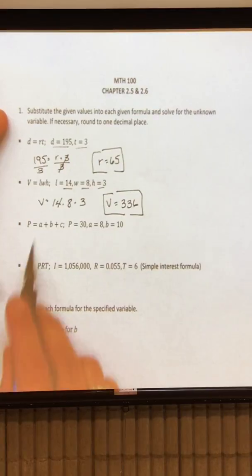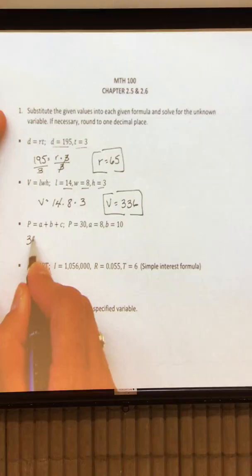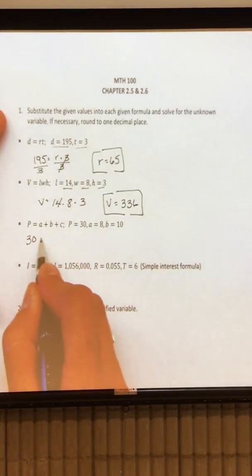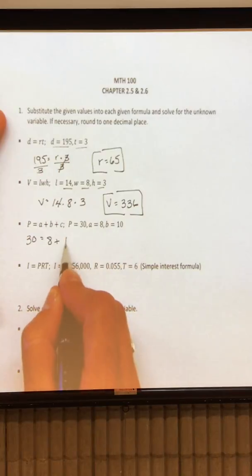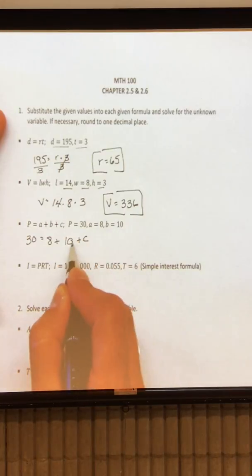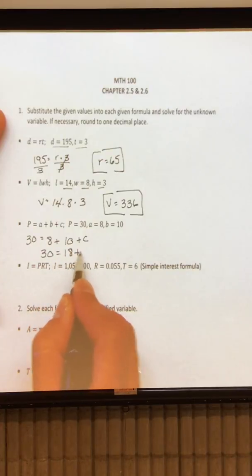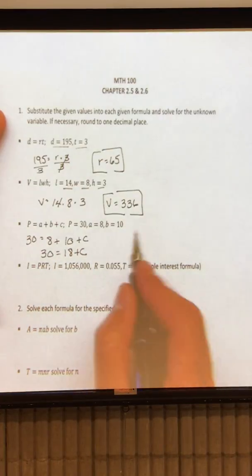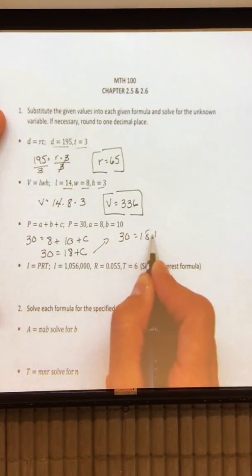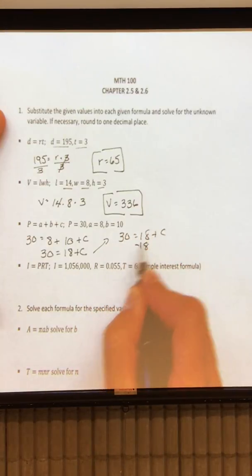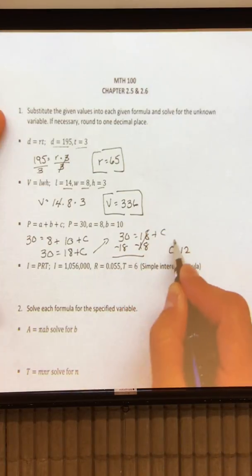P is equal to A plus B plus C. P is 30, so let's substitute 30 into P is equal to A, which is 8, plus B, which is 10, plus C, which is our unknown. Combining like terms, 30 is equal to 18 plus C. Subtracting 18 from both sides, we have 30 minus 18, which is 12.